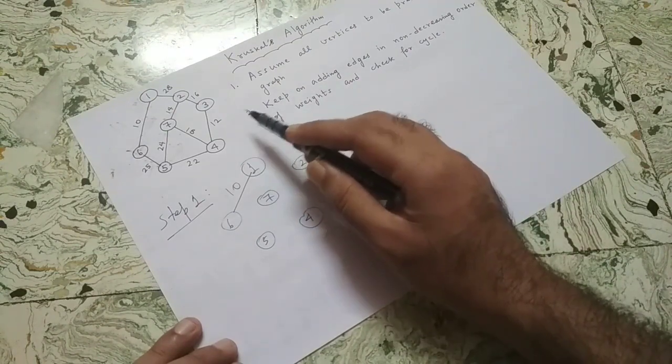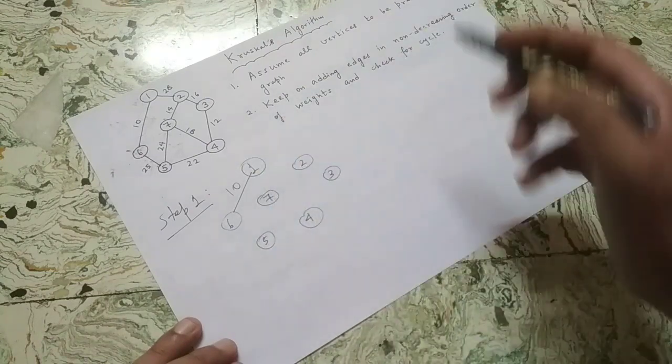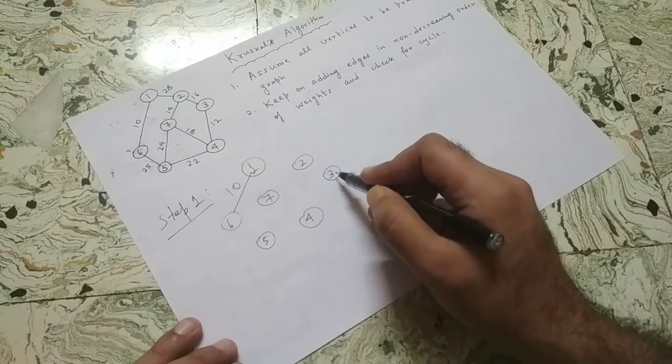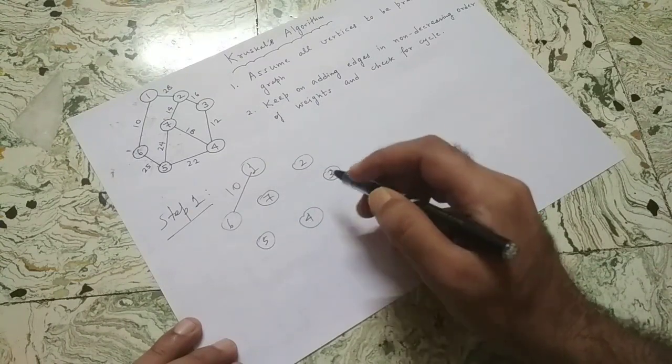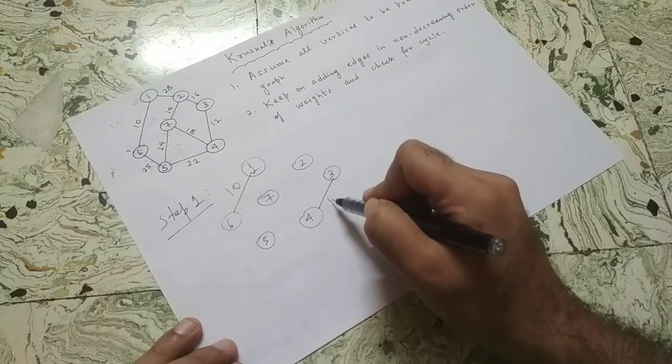So after 10, the next higher value is 12. So I need to add that edge. But before adding, I need to check: if I add this edge, will it lead to any cycle? Of course not. So I can add it. I'll add this edge and its weight is 12.